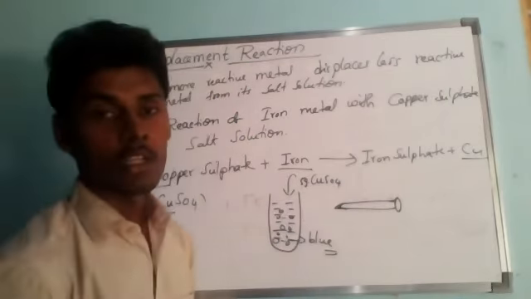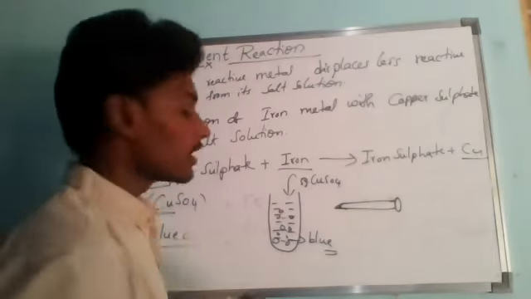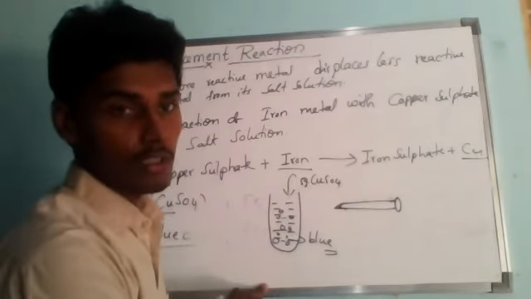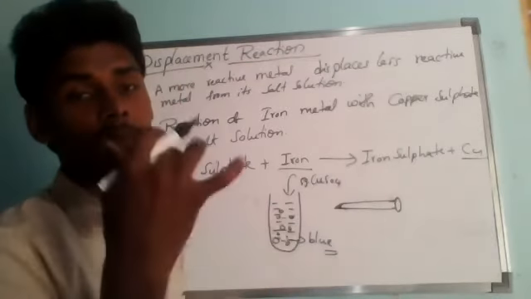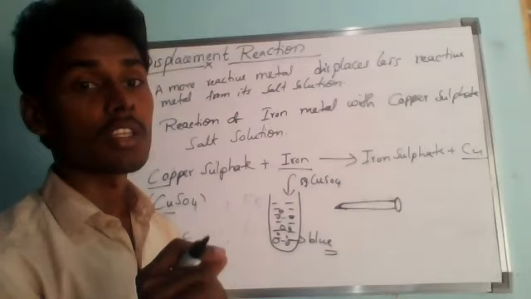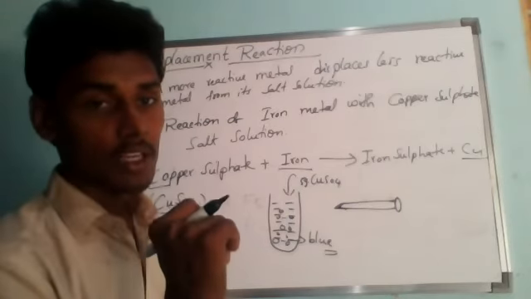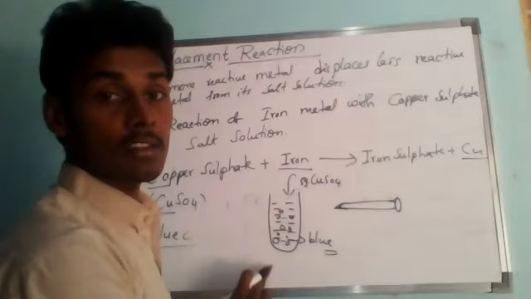Now you leave it undisturbed for some time. Then we can find that the blue color of the copper sulfate solution starts fading gradually. It means the blue color is disappearing, and the iron nail gets covered with a red brown layer of copper metal. The change takes place because iron metal displaces copper.